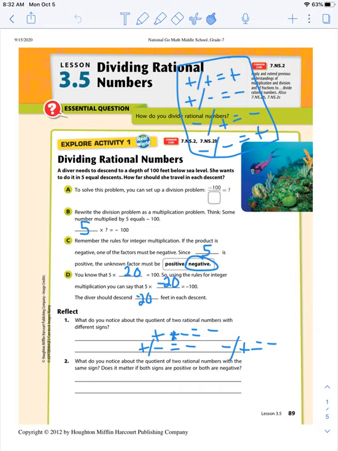What do we notice about the quotient of two rational numbers with the same sign? It doesn't matter if both signs are positive or both are negative. Just like we talked about in the chart, positive divided by a positive will have a positive answer, and a negative divided by a negative will have a positive answer. So if it's the same sign, the answer will be positive. Negative divided by a negative is positive.